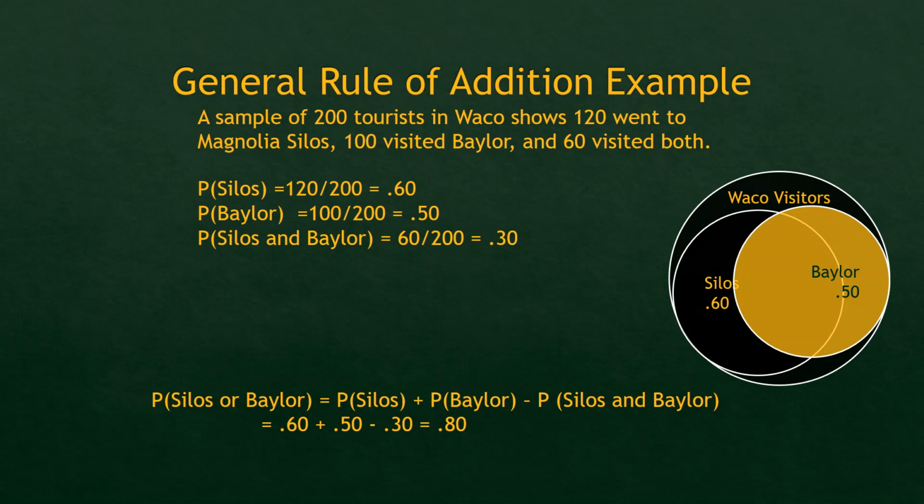Okay, so here's an example of the general rule of addition. Right here, we've got a sample of 200 tourists in Waco, and it shows.